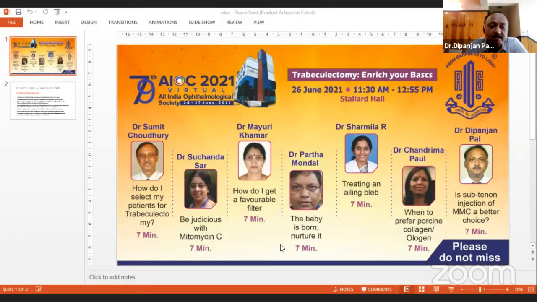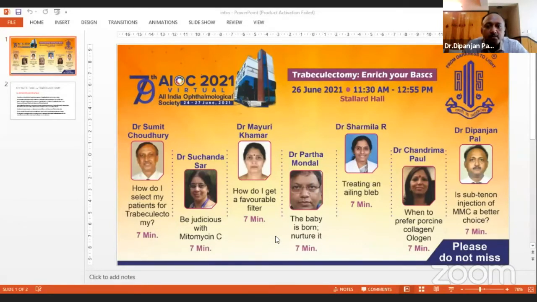achieving target. This IC will offer some basic guidelines, starting with a prolific glaucoma surgeon of the East, Dr. Shubhit Chaudhary. He will tell about how he selects his patients for trabeculectomy. Followed by Dr. Suchandar Shaw, a senior consultant in Disha Eye Hospital, my colleague and a dynamic lady. She will be talking about the judicious use of mitomycin.